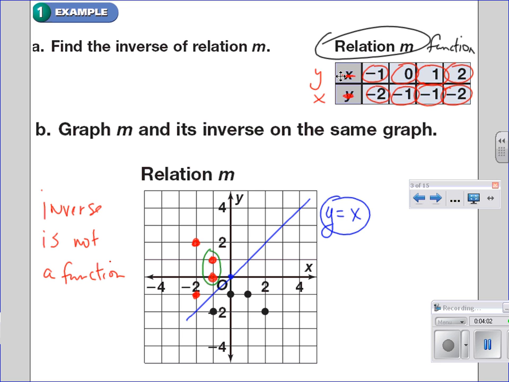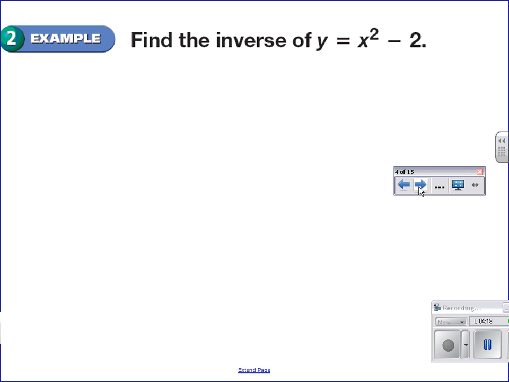Okay. So we learned that, just because we have a function originally, when we make its inverse, it isn't necessarily a function. Okay, and we can run the relationship the opposite way, which you'll see here in a little bit. All right, so let's go ahead and move into an equation here.